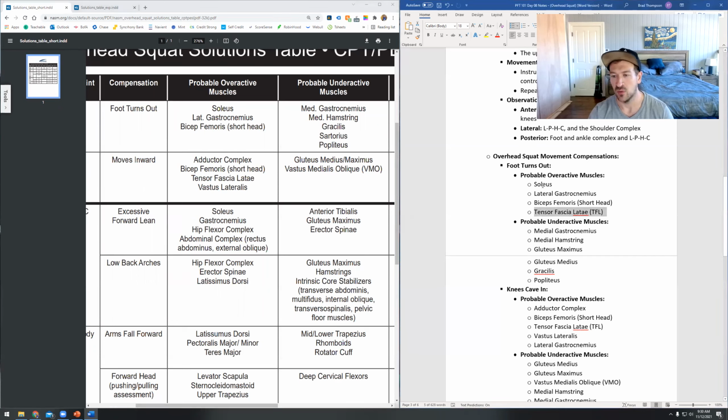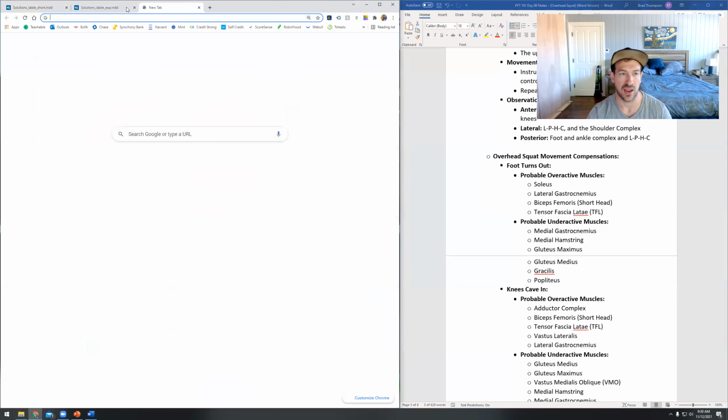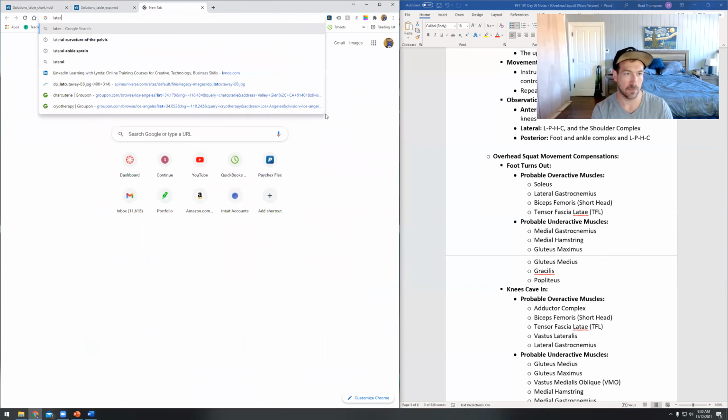So we got to move to the opposite muscles, right? What muscles to strengthen? That's going to be the opposite of the soleus and the gastrocnemius. That's going to be your anterior tibialis muscles, right? So flipping to the other side of the joint would be like pulling the foot into dorsiflexion. But also we see the opposite of the lateral side of the gastrocnemius is the medial side of the gastrocnemius, right?